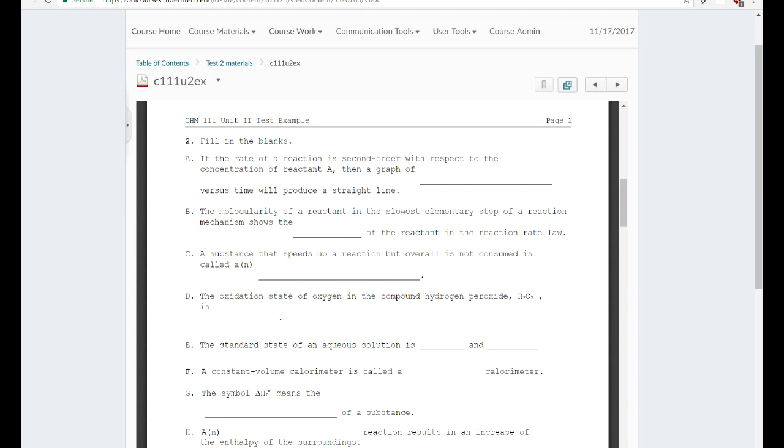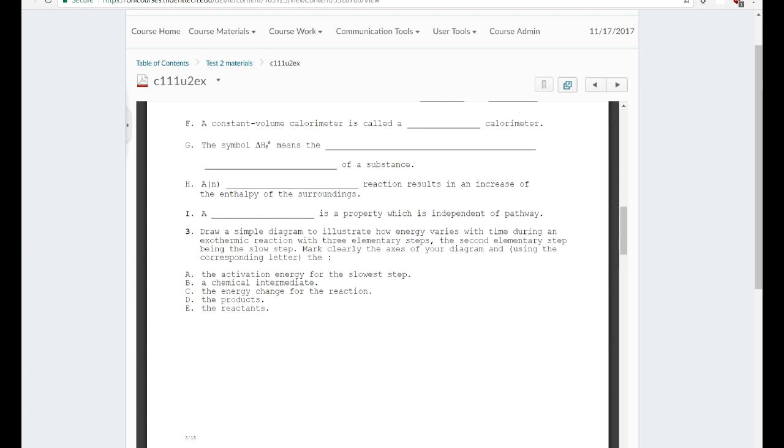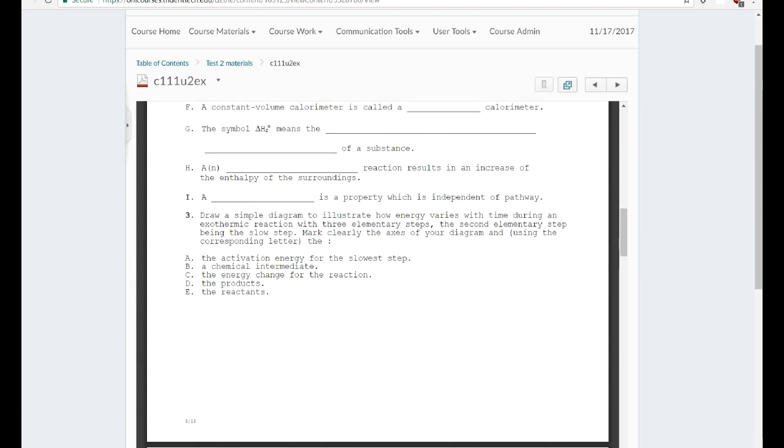Okay. Now, E, F, G, H, and I are all not relevant to our needs here. Those are all for Unit 3. So let's move on. All right, number 3 is kind of confusing. And it's unfortunate that it involves an exothermic reaction. That's more from Unit 3, but we can get quite a bit out of here.